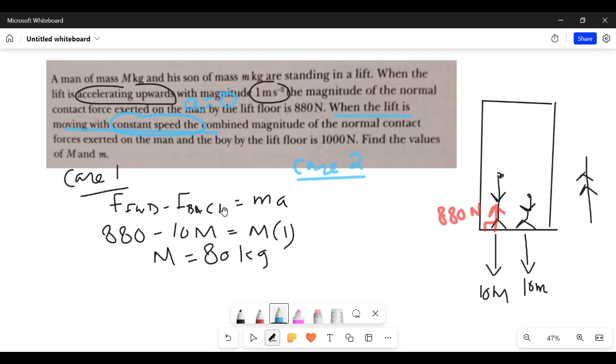So when the lift is moving with a constant speed, the combined magnitude of the normal contact force exerted on the man and the boy by the lift is 1000 newtons. Now on both of them together, the normal contact force is 1000 newtons. I'm going to consider this as one person because the normal contact force is exerted on both of them. So this upward force is going to be 1000 newtons acting on both of them. So what should be the downward force here?